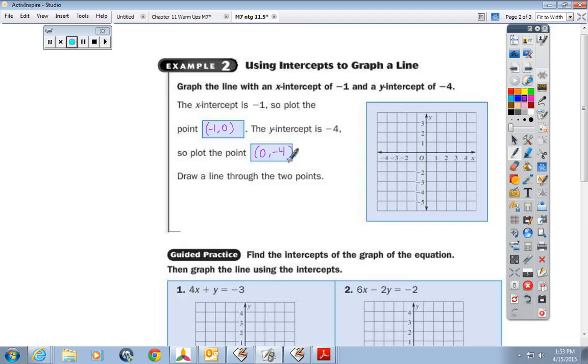Okay, so now can I graph this? Yeah. I'm going to plot the point -1, 0, which is here. And then I'm going to plot the point 0, -4, which is here. And then all I have to do is connect my dots, draw a line with arrows at the end, and I'm done.